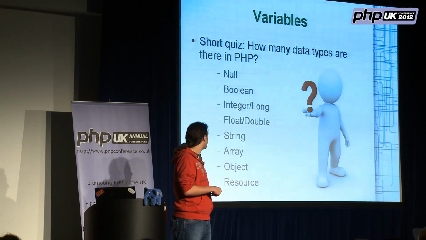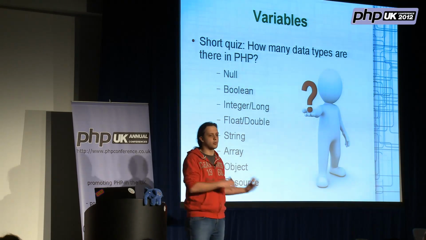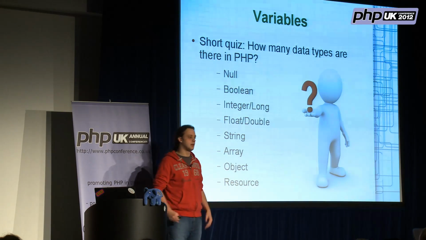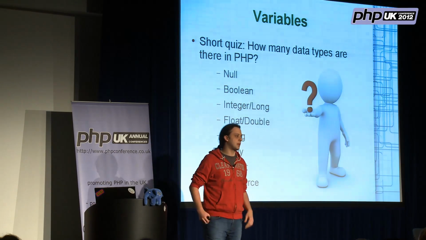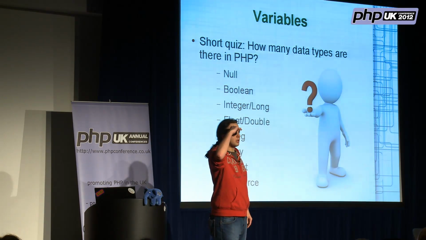Types which are often forgotten are resources or null. Null is a value and a type in PHP, since usually you don't have to care too much about types. Is that a question? And is callable? That's no type.